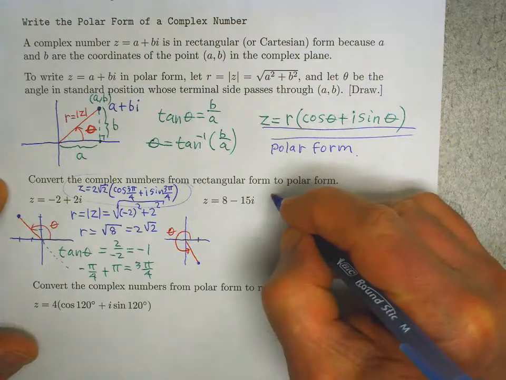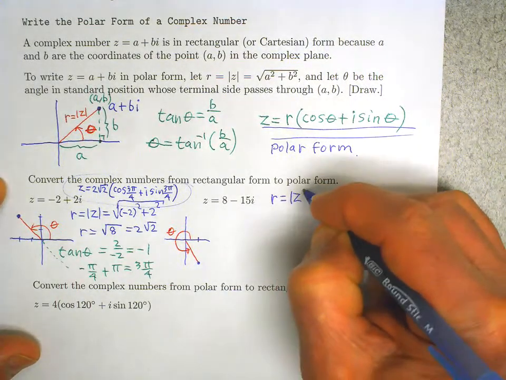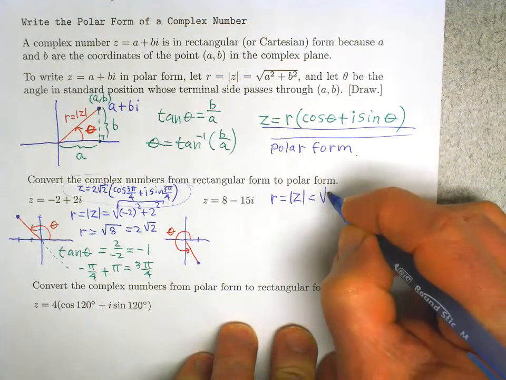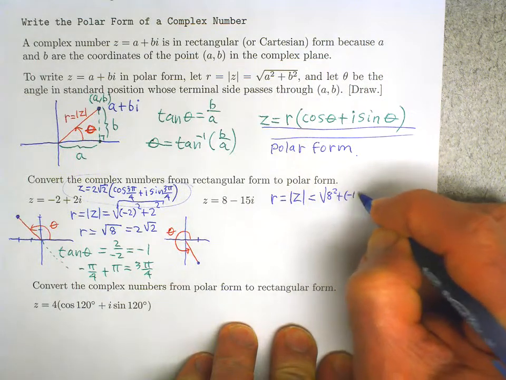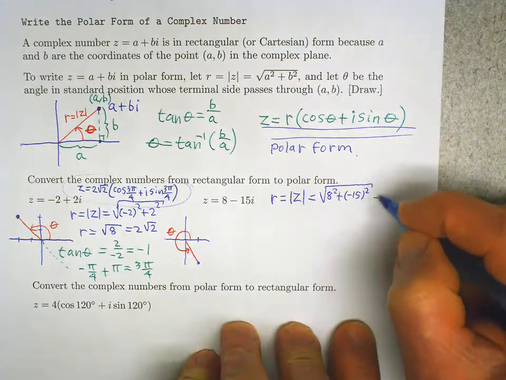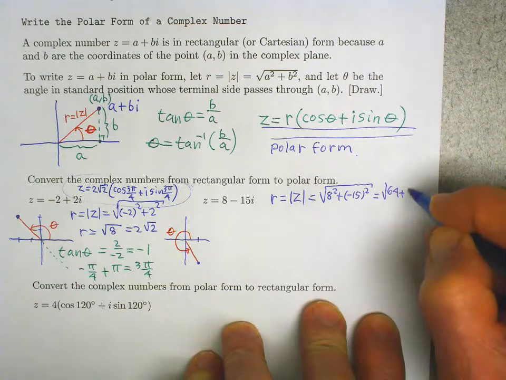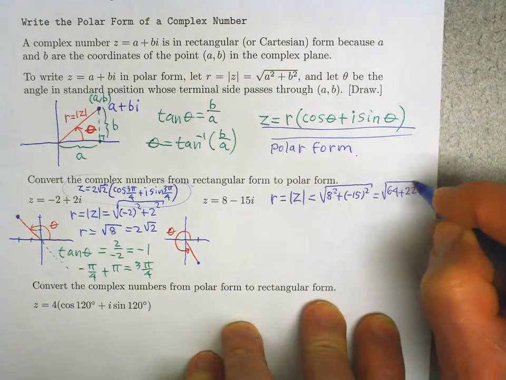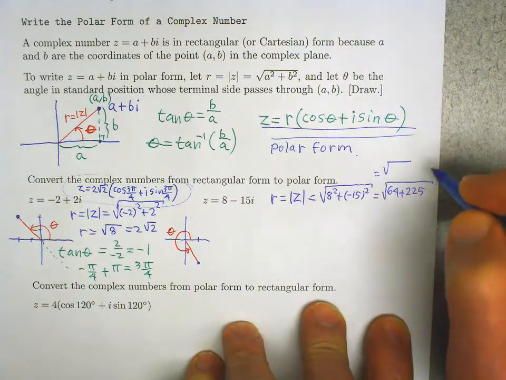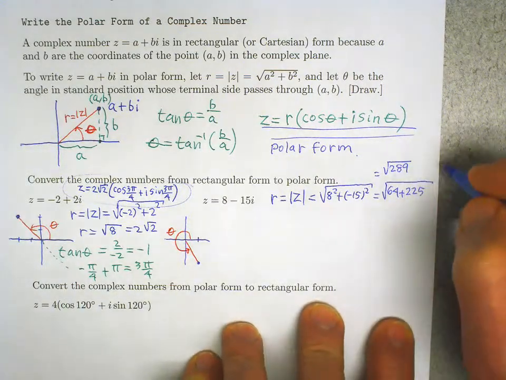The modulus r, I should say r is equal to the modulus of z, which is equal to the square root of 8 squared plus negative 15 squared. And this is the square root of 64 plus 225, or the square root of 289. And the square root of 289 is 17.